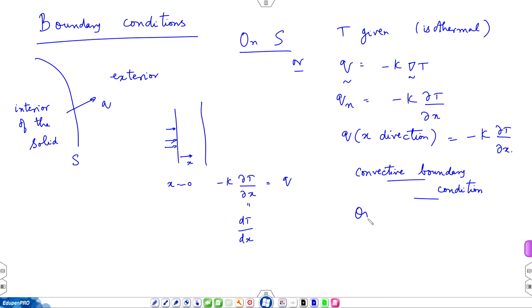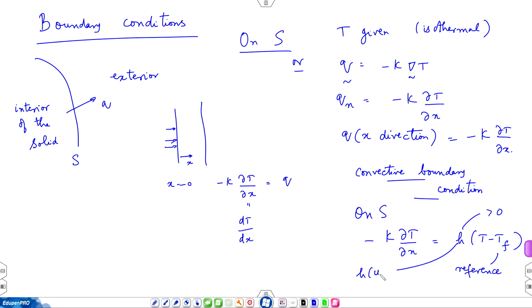So, on S, minus k times this derivative is equal to h times T minus Tf, where Tf is a far field reference temperature of the fluid. h is the heat transfer coefficient, which is a positive quantity. So, h will depend on the flow field prevailing in that region.